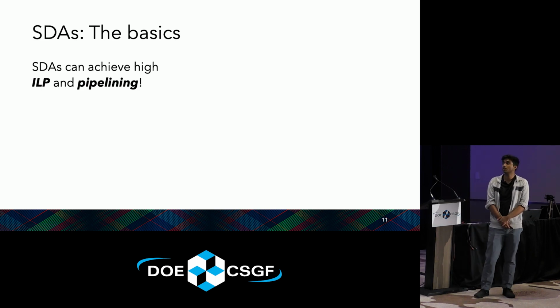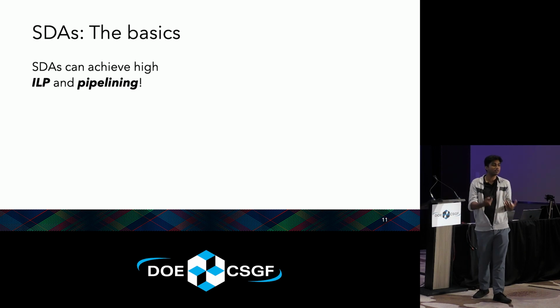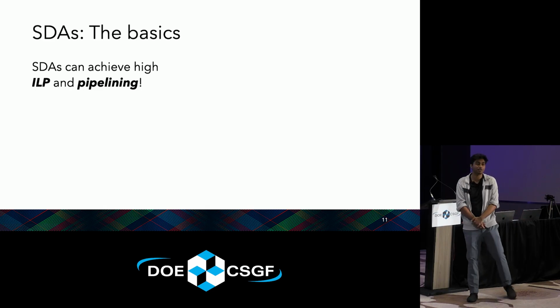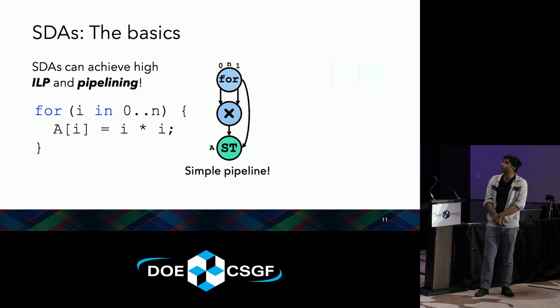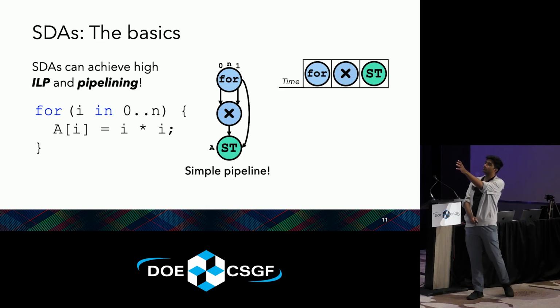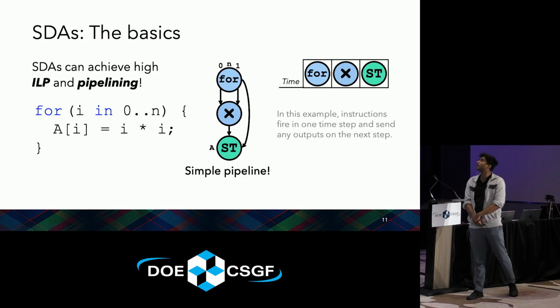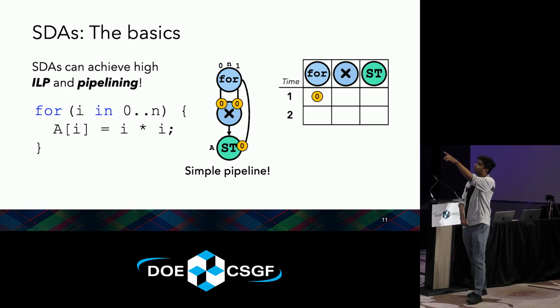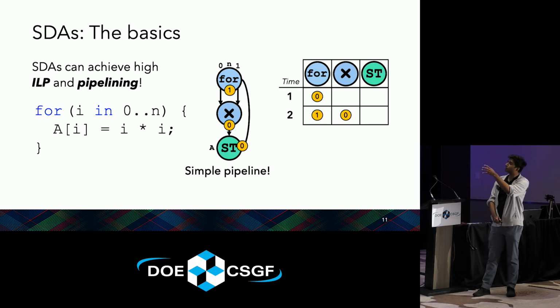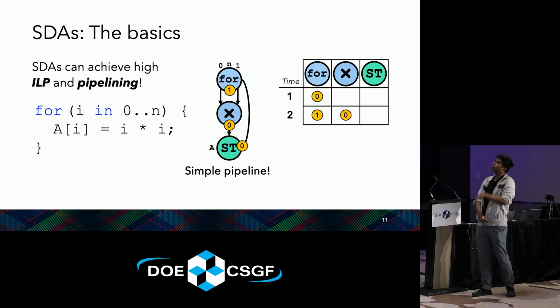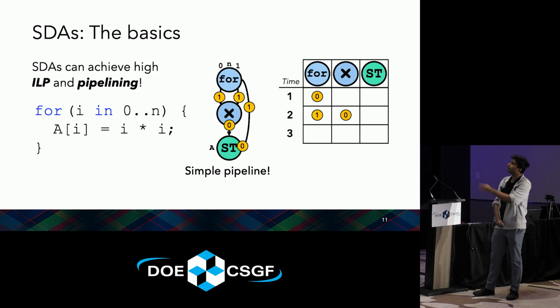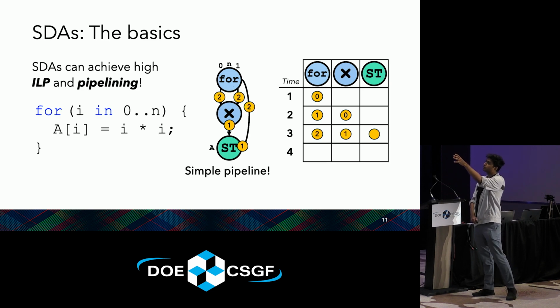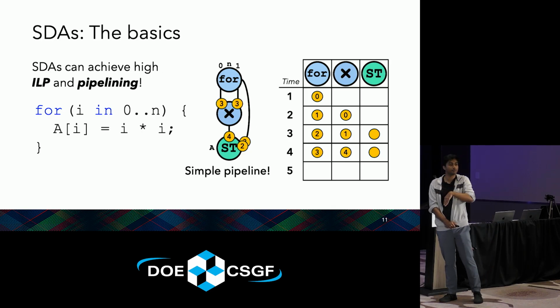And so the last piece that I want to talk about in terms of basics is how, in the best case, SDAs can achieve high levels of pipelining. So in this diagram, what I'll show is a little bit of code, a simple pipeline, and I want to walk through what's going on in each step. So this is a data flow graph of instructions, and we're starting with the for loop at the top. We fired I equals 0, I equals 1, and what you're seeing is tokens are flowing through and more instructions are ready to fire, and we're pipelining loop iterations.